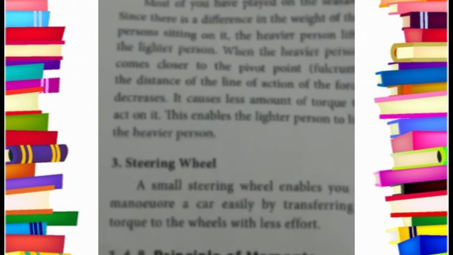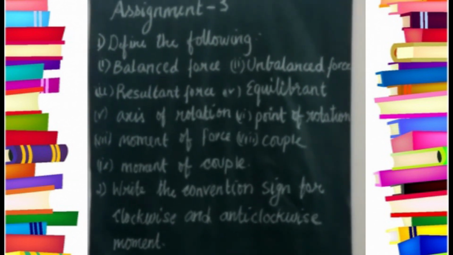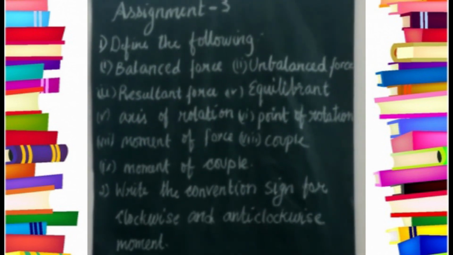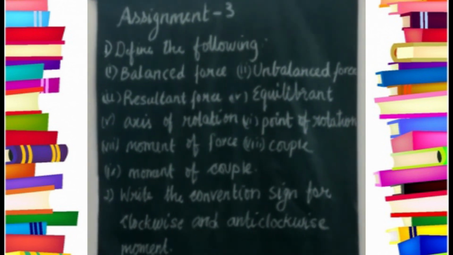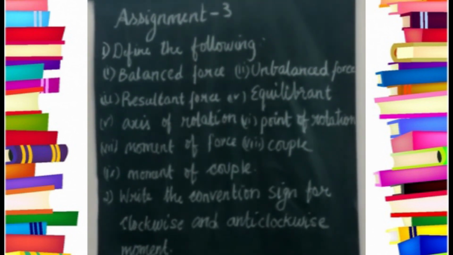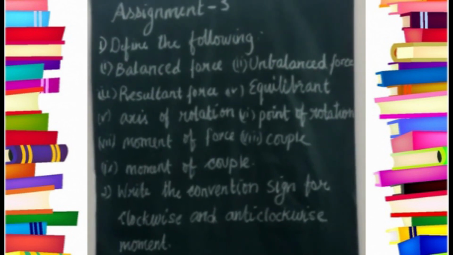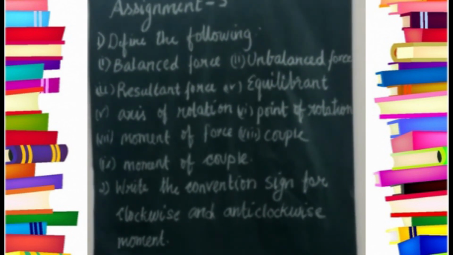The third one is steering wheel. A small steering wheel enables you to maneuver a car easily by transferring a torque to the wheels with less effort. Assignment 3. Define the following: balanced force, unbalanced force, resultant force, equilibrant, axis of rotation, point of rotation, moment of force, couple, moment of couple. Second question, write the convention sign for clockwise and anti-clockwise moment.